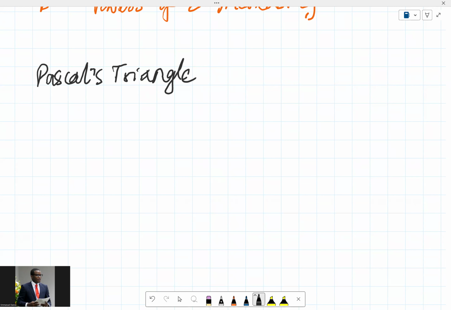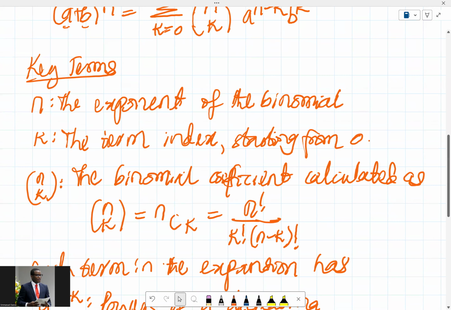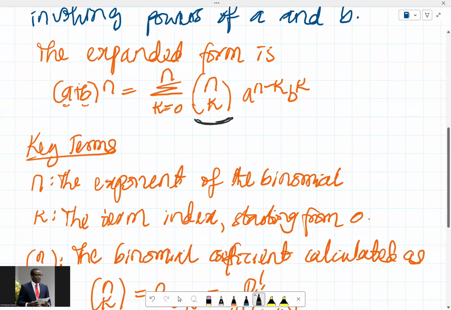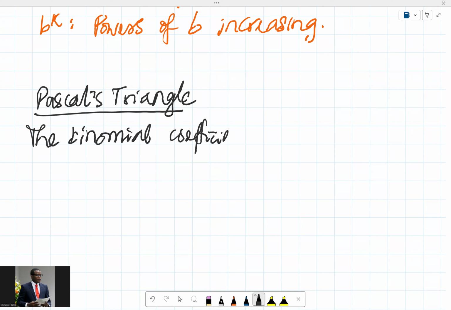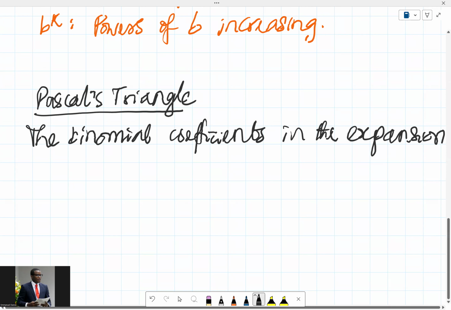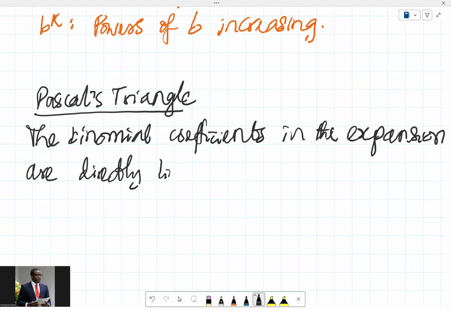So it's really interesting. Now let's see the binomial coefficient. Now these coefficients, that this n combination k gives us, can actually be generated by Pascal's triangle too. So the binomial coefficients in the expansion are directly linked to Pascal's triangle.